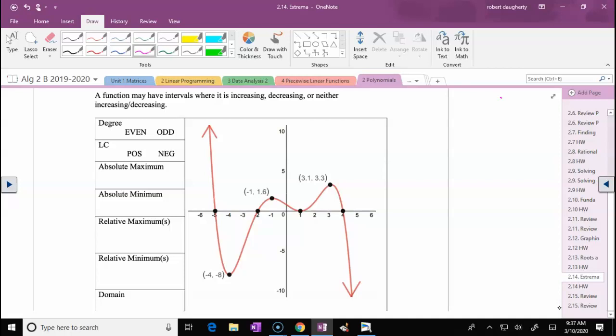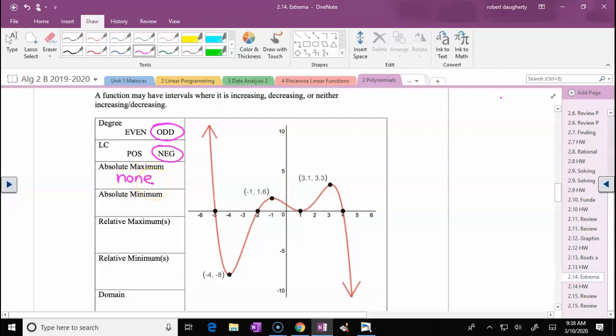Degree of this guy, is it even or odd? This is an odd polynomial. Leading coefficient, positive or negative? It is negative, because odd polynomials, if it's odd positive, it's going to look like this. Odd negative is going to look like this. Okay, so that's what I see, the end behavior going up to the right. Now, is there an absolute maximum on this graph? No, there is no absolute maximum.